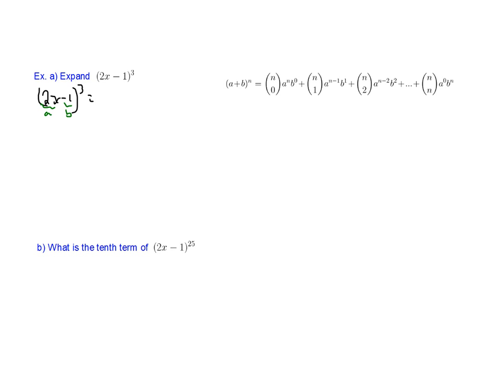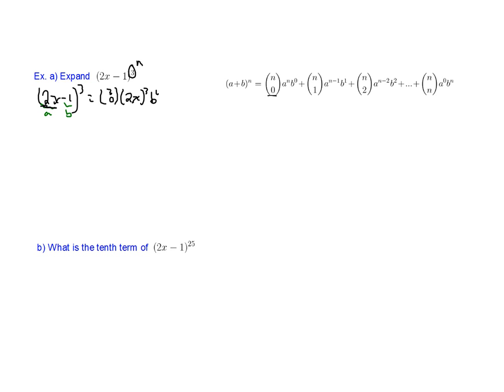So the first part here is to do n choose 0. Well, n is the exponent here, so this is our n. And we can do 3 choose 0. That's easy enough. 3 choose 0. And then we do a to the n. Don't forget a is this little bit right here. So we're going to do 2x to the n. Well, n was 3. And then we're going to do b to the 0.